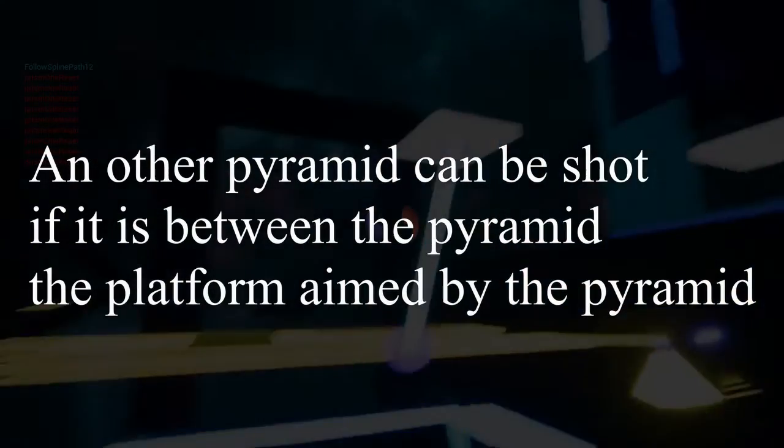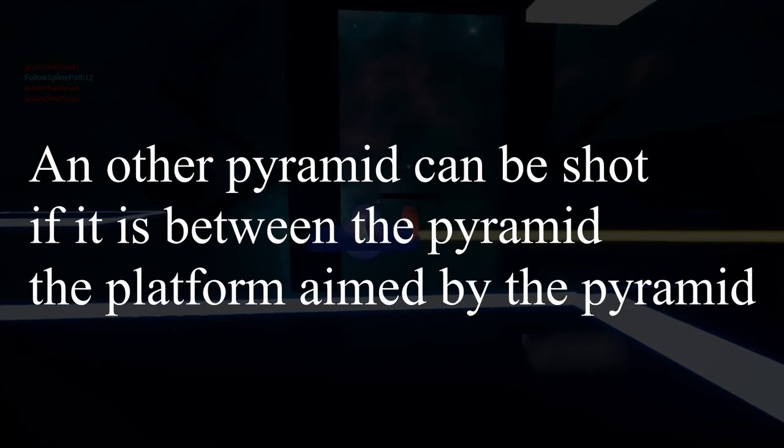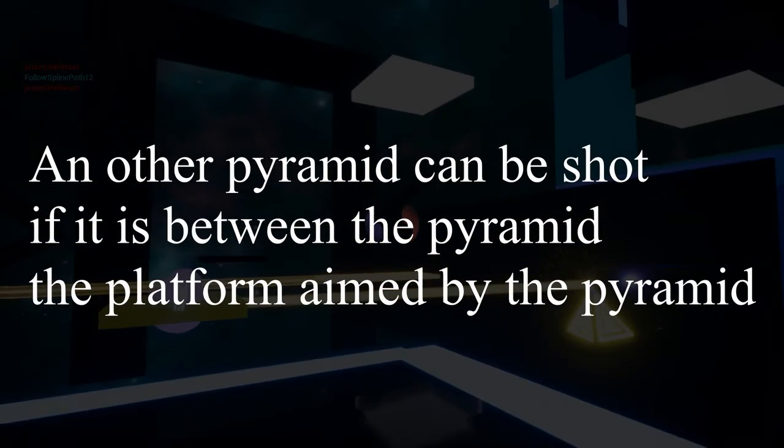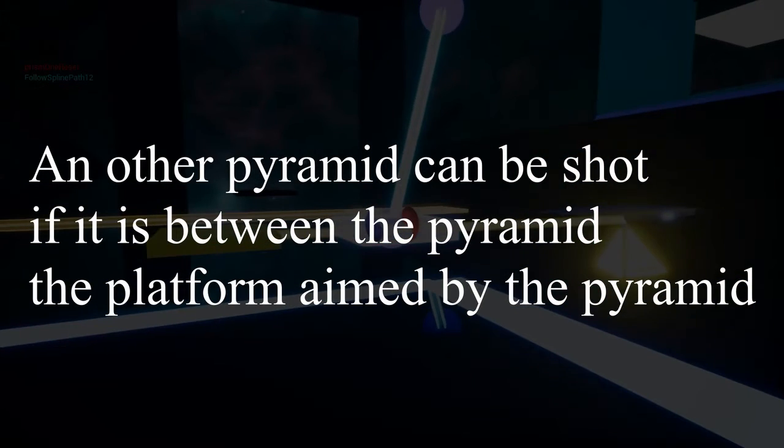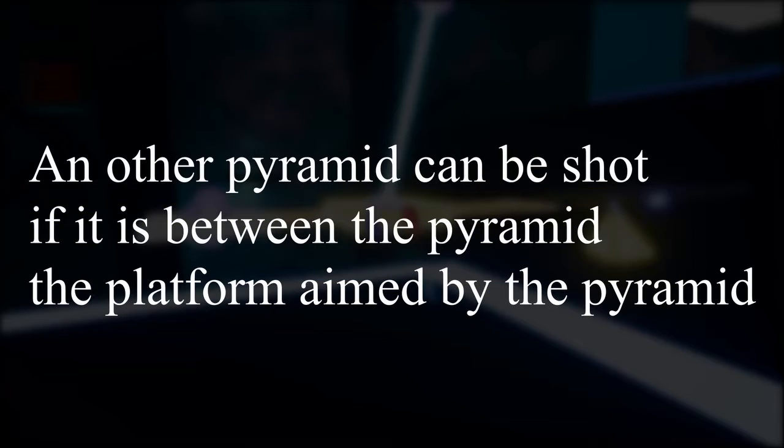If there is another platform between the pyramid and the platform, the other platform will be shot instead, even though the original platform will always be the one aimed by the pyramid. When you enter a room with a pyramid shooting yellow, the yellow property is not available for the player for the duration of the puzzle.